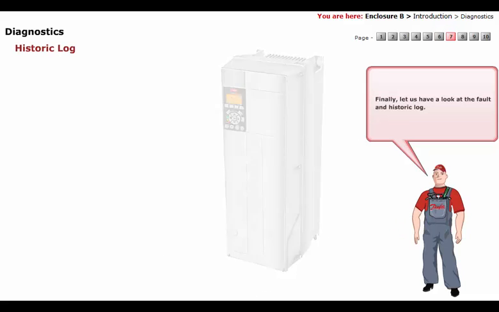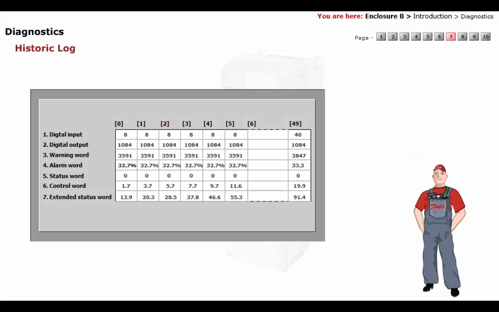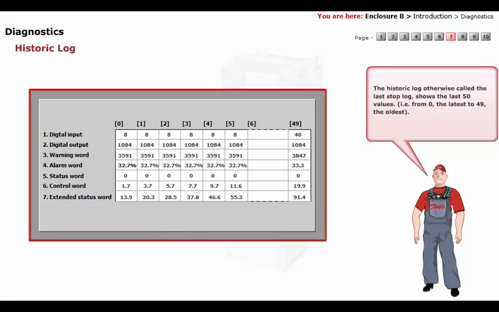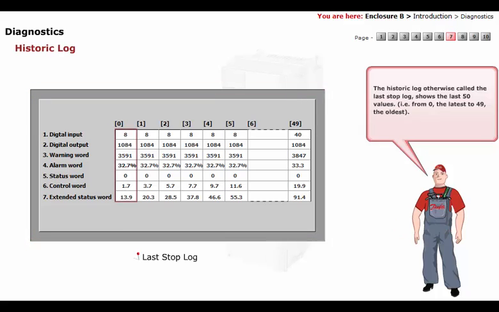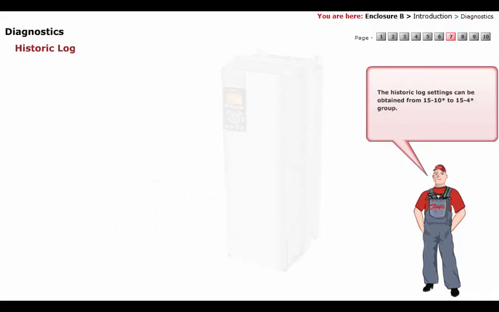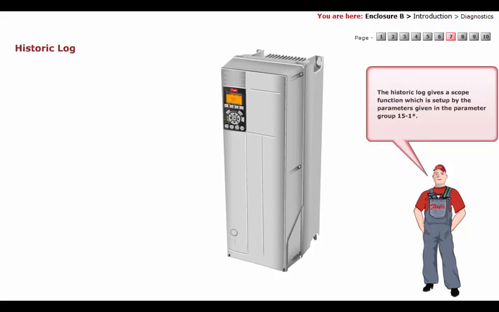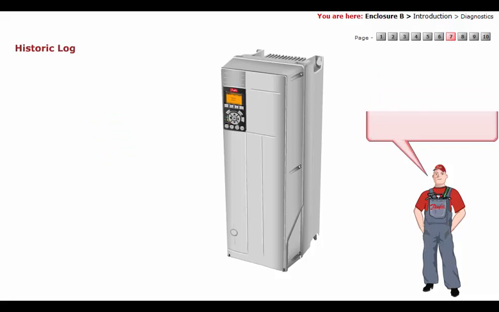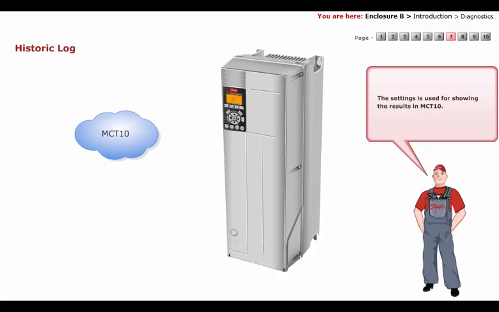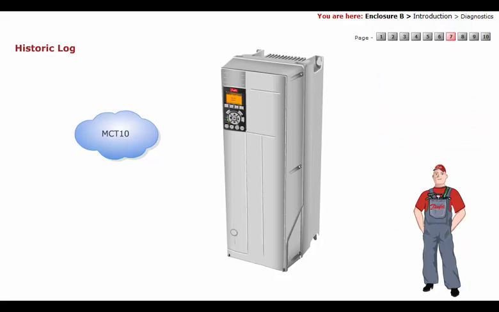Finally, let us have a look at the fault and historic log. The historic log, otherwise called the last stop log, shows the last 50 values. That is from 0, the latest, to 49, the oldest. The historic log settings can be obtained from the 15.10 to 15.4 group. The historic log gives a scope function, which is set up by the parameters given in the parameter group 15.1. The settings are used for showing the results in MCT10.